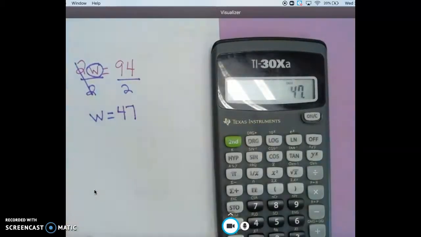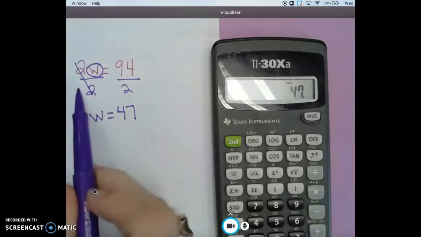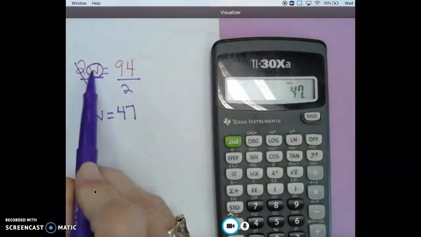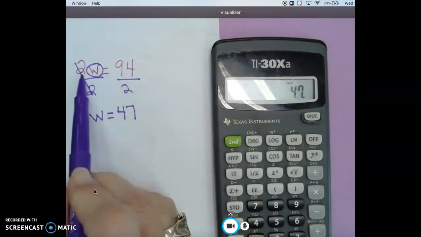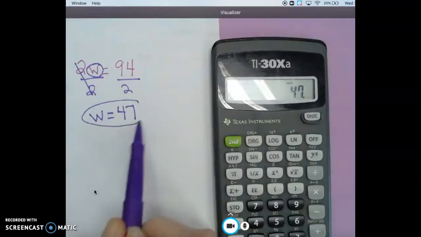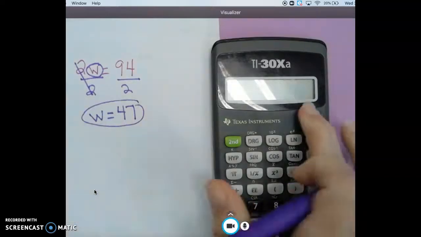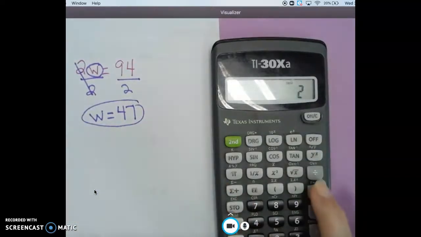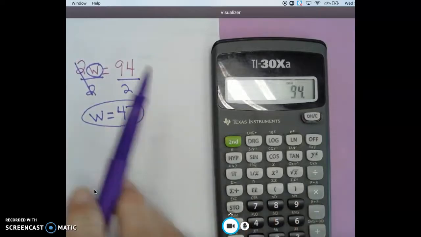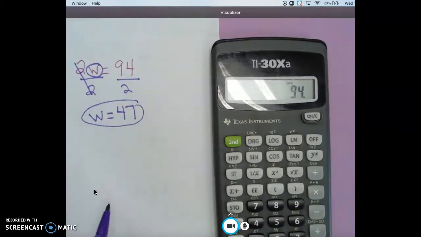Now the nice thing about this is we can always go back and check our work. We want to make sure that 2 times w is 94. So we want to make sure that if w is 47, that 2 times 47 gives us that 94, and it does, so we know we got that one correct.